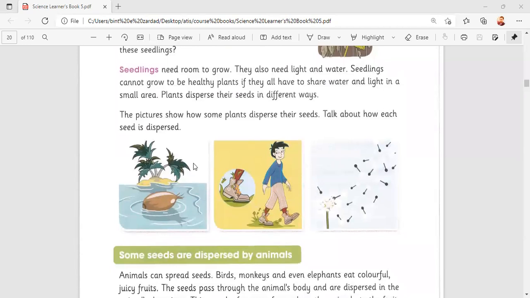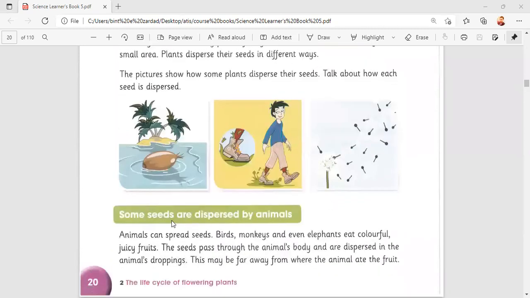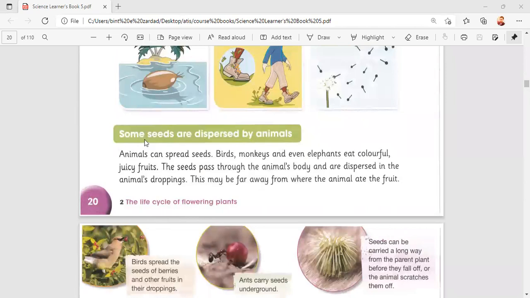You can see different ways of dispersal: by water, by humans, with seeds sticking to the human body, and by air. Some seeds are dispersed by animals. Obviously, with the help of animals, seeds attached to their fur or skin can be spread. Birds, monkeys, and even elephants eat colorful, juicy fruits.